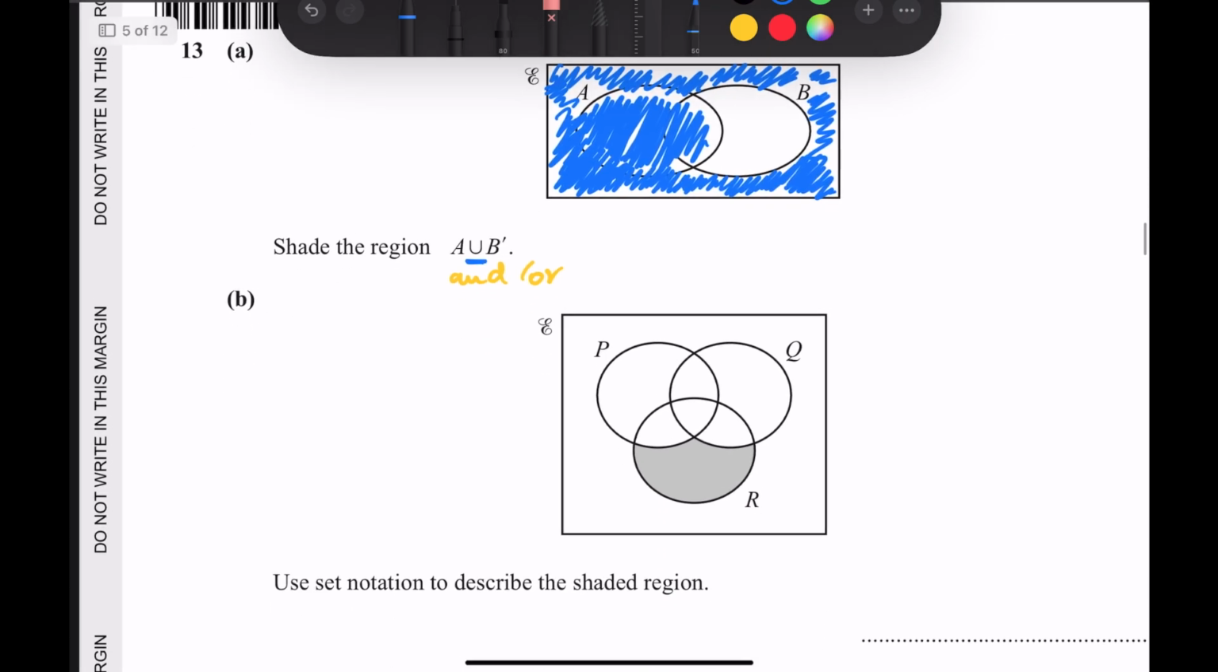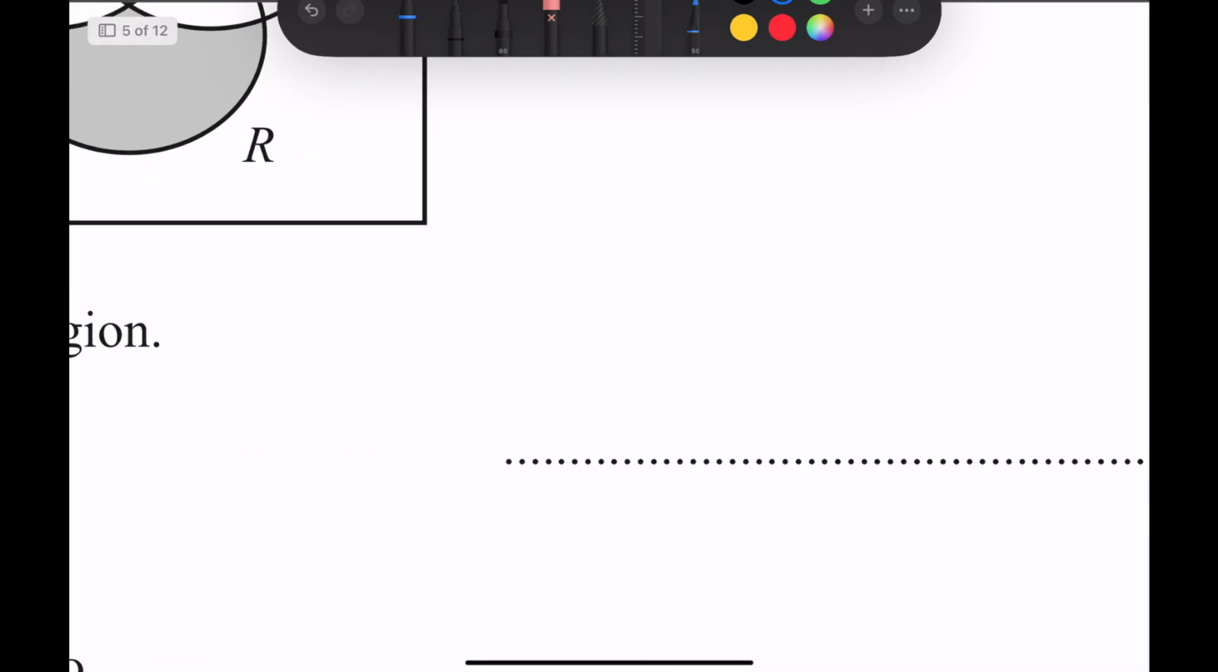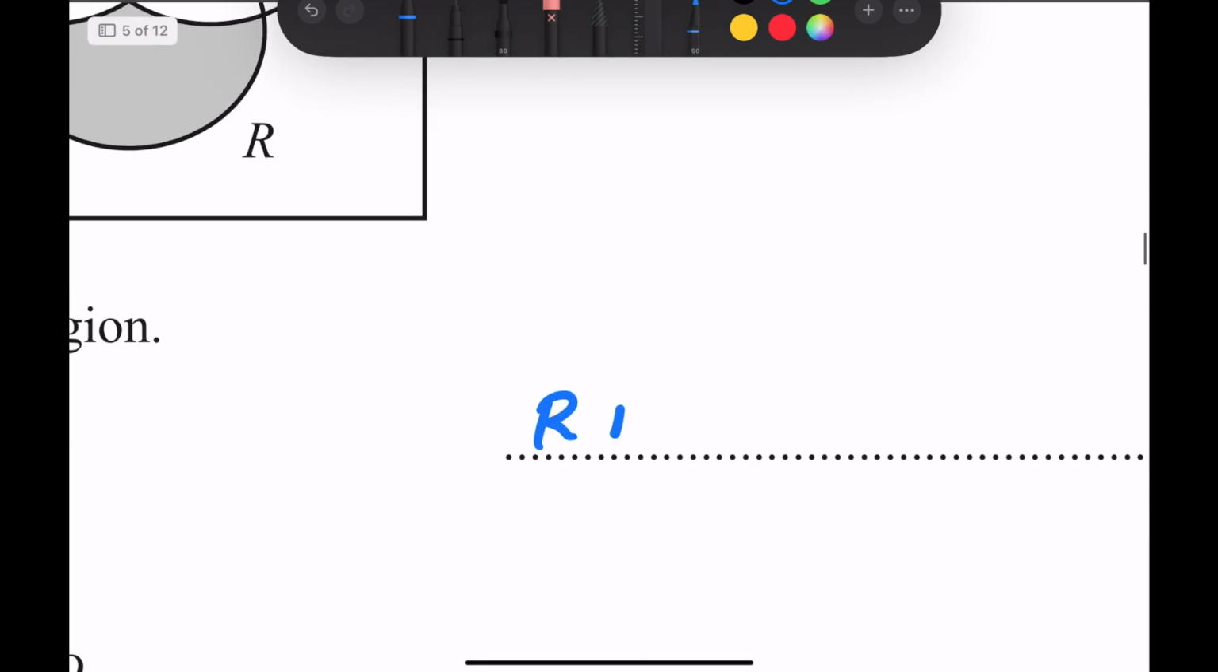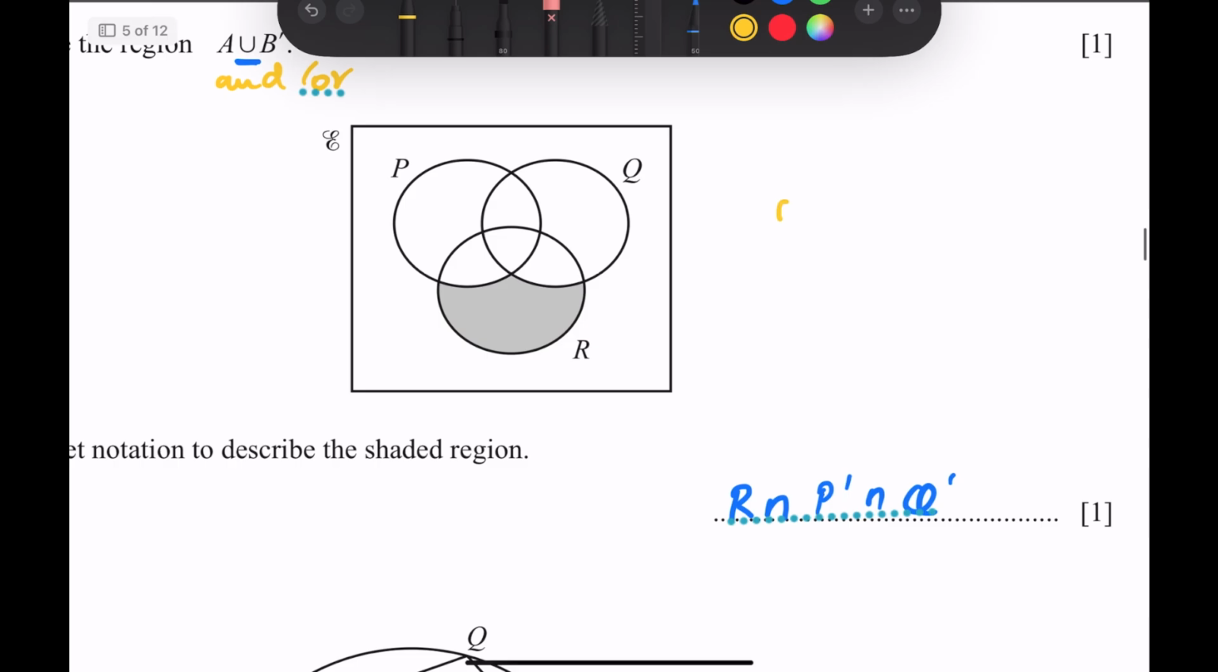For part B, it says, use set notation to describe the shaded region. I'll first write the answer before explaining why this is the case. The answer is equal to R intersect P prime intersect Q prime. The reason that this is so is because intersect basically means and. So if you have two terms intersect, this means that both this condition and this condition have to be fulfilled.